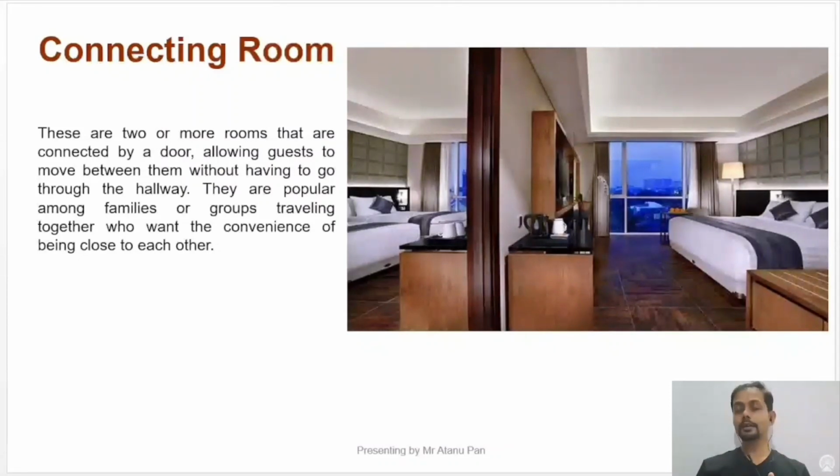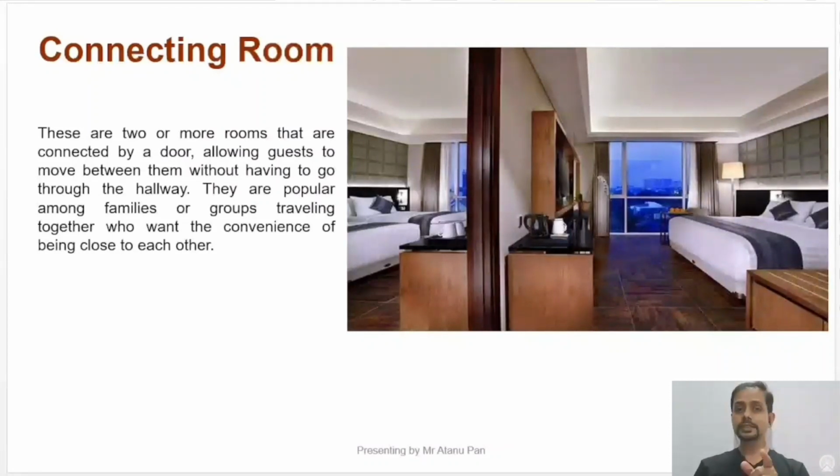Again, the two rooms can also be used from the corridor itself. In both the rooms you can enter from the corridor, and both the rooms are also internally connected by interconnecting doors, so they are called interconnecting rooms or connecting rooms.